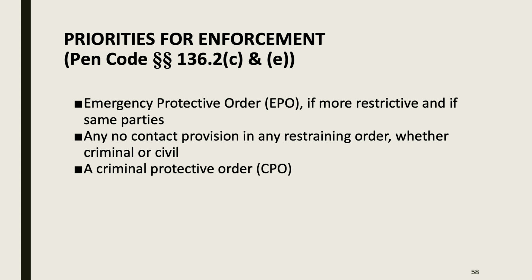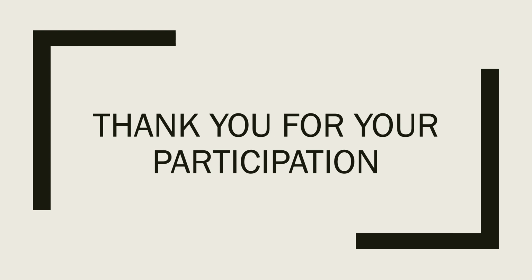A criminal protective order comes right after that. The most recent civil order comes right after that. And that's the priorities for enforcement. The emergency protective order, any no-contact provision in any restraining order, a criminal protective order, and the most recent civil order. Well, those are the 9 kinds of protective orders available in California.